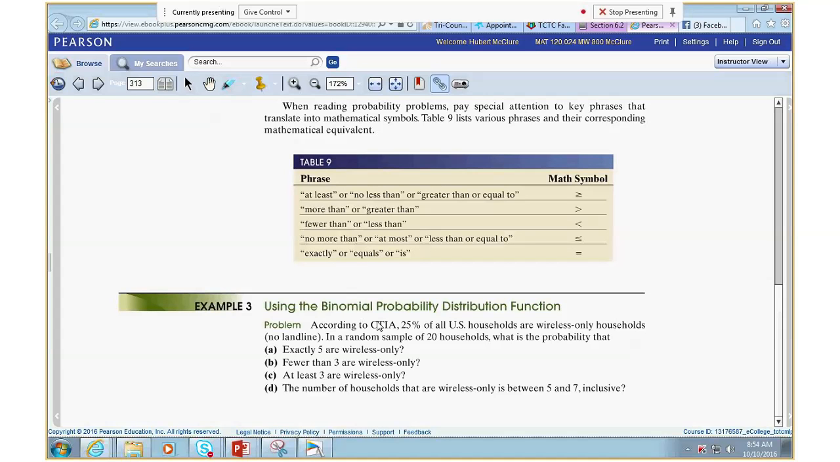Okay, here's an example. According to CTIA, 25% of all, what is 25%? 0.25, so that would be P. Of all are wireless only households in a random sample of 20 households. What's 20? Largest number, so it's N. And then here are your X's. X is fewer than 3. What is fewer than 3? 0, 1, and what? 2. So you have to do each of those and add them together.